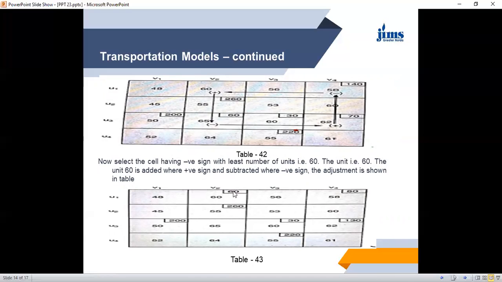So the new allocation is this. This 60 has disappeared. So what happens? This 260 has become, see here, this 60 has gone here, this 60 has disappeared, then this 70 has become 130, and this 140 has become 80. So this is the new allocation.